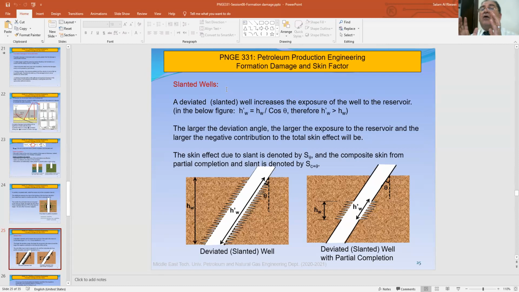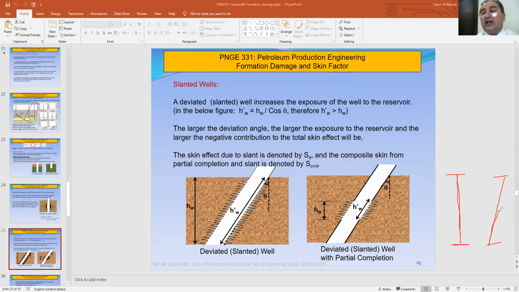Now, which case gives more contact area with reservoir fluid, the vertical wellbore or the slanted wellbore for the same formation thickness? Which one is going to give more contact area between the wellbore and the reservoir fluid? The first one is the vertical wellbore, see, here is the vertical wellbore. And the second one is the slanted wellbore, like this.